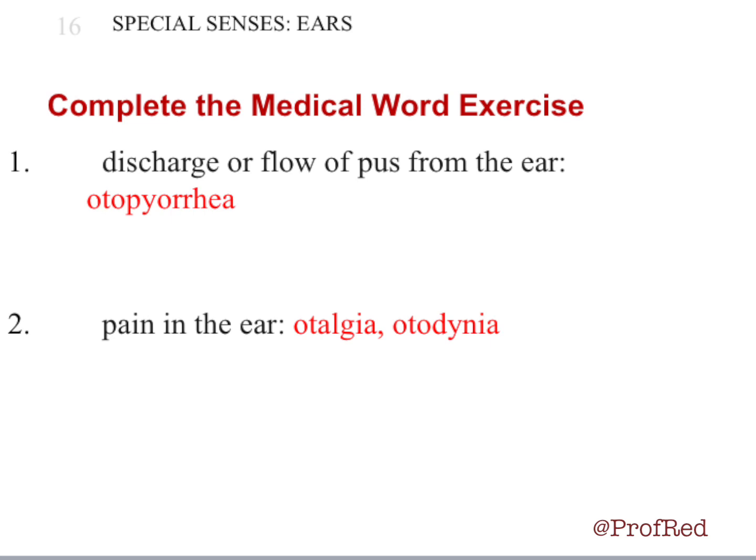Next, we have the medical term otopyorrhea. There are two word roots there, two combining forms, oto and pyo. Oto means ear, pyo is pus, and rhea is flow or discharge. And then we have pain in the ear. We can use two words for that, otalgia and otodynia. Algia and dynia both mean pain.